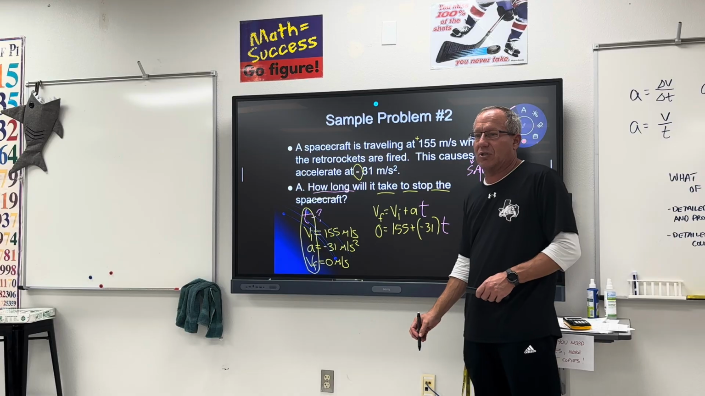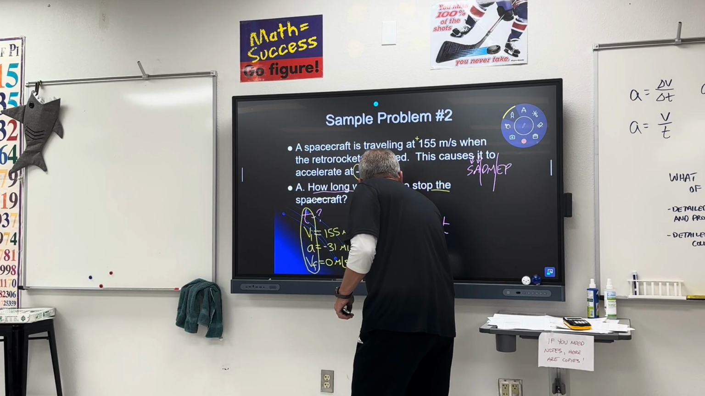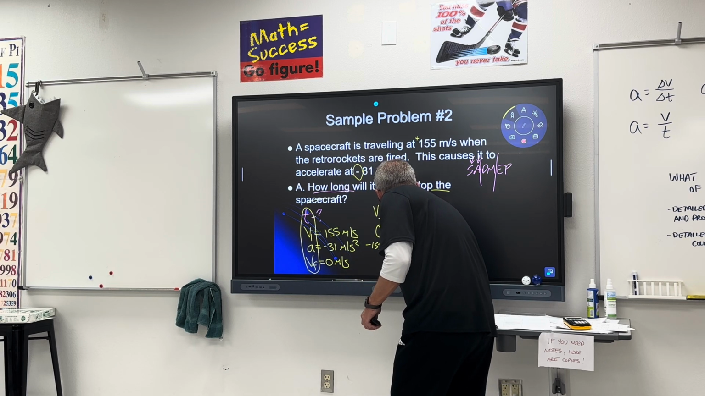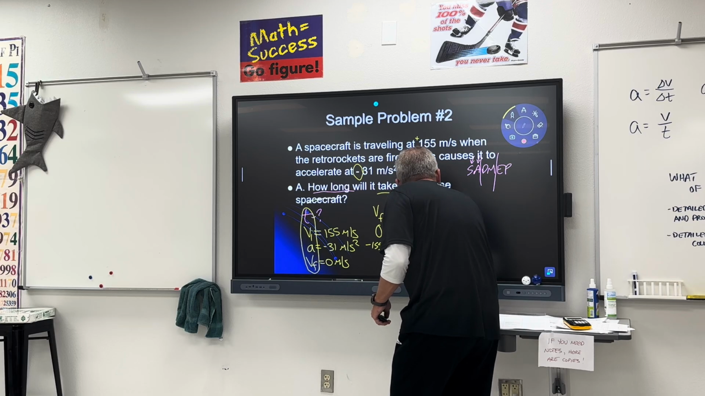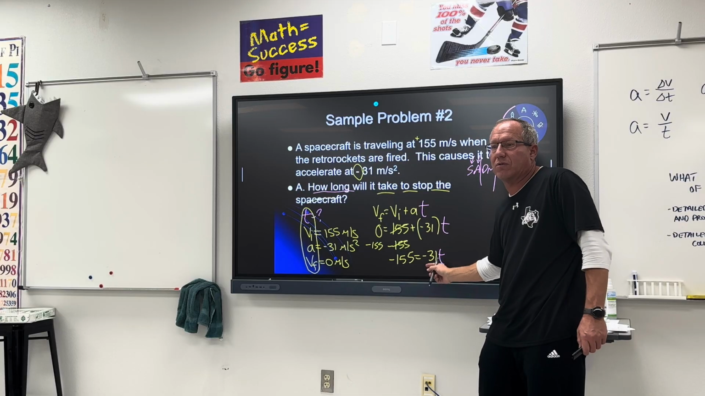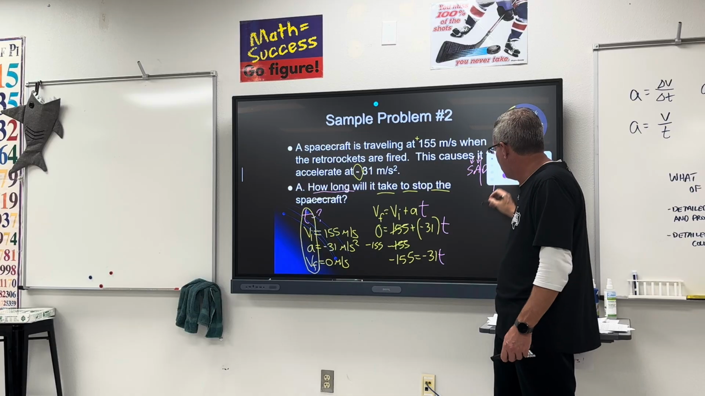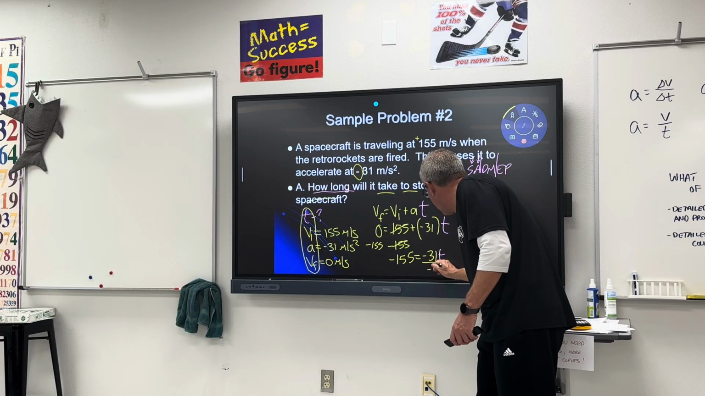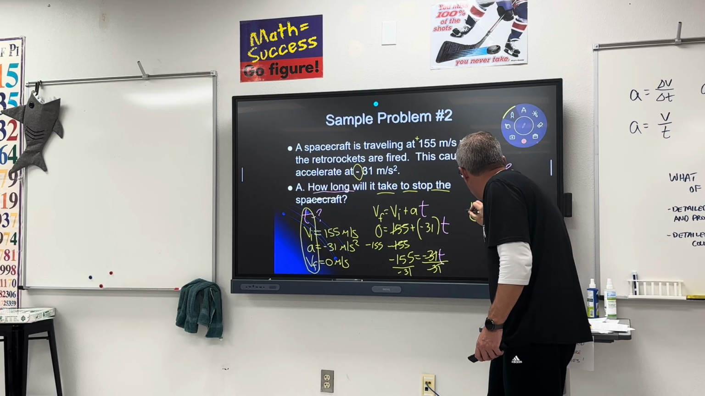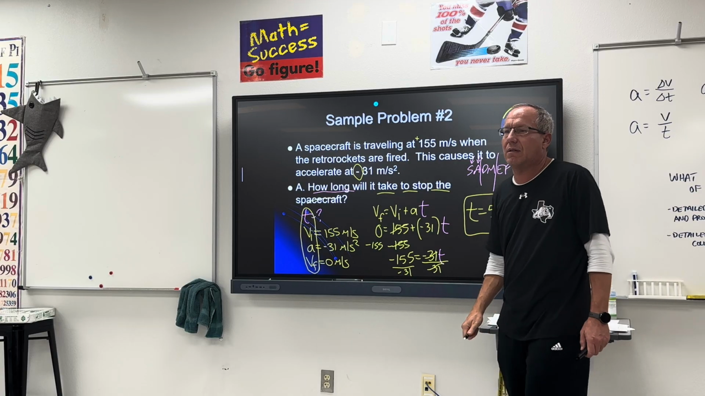What's the opposite of addition? Yeah, we're going to subtract 155 from both sides. Cancel, cancel. So negative 155 equals negative 31 times time. Cool. Is there any addition or subtraction left over here? There's not. This is negative 31 times t. What do we do to get rid of the negative 31? Yep, divide by negative 31. Cancel, cancel. And that's where you get time equals 5 seconds. Cool. Does everybody see what I did there?